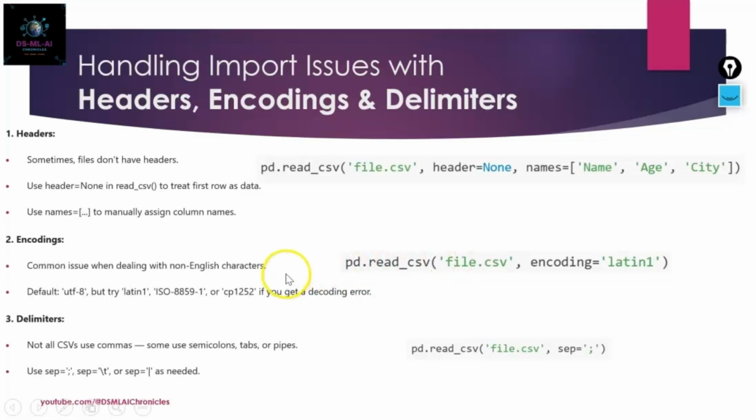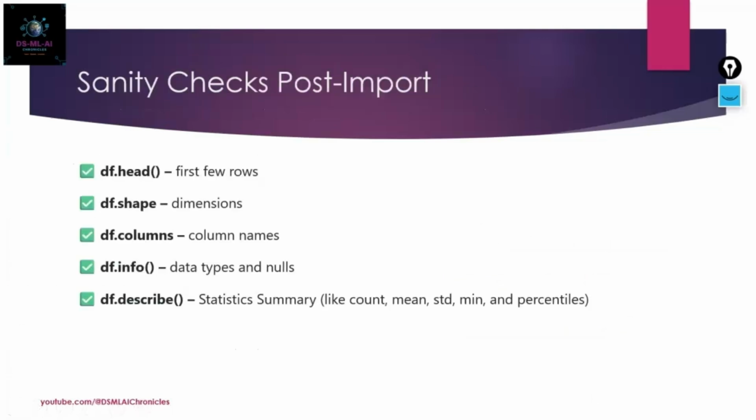Similarly, sometimes the encoding in your dataset is not proper English characters. If a different encoding is there, then we can use the encoding parameter in read_csv. Similarly, if you have any issues regarding separators or delimiters, then we can use the separator parameter. We will go through all this in a demo.